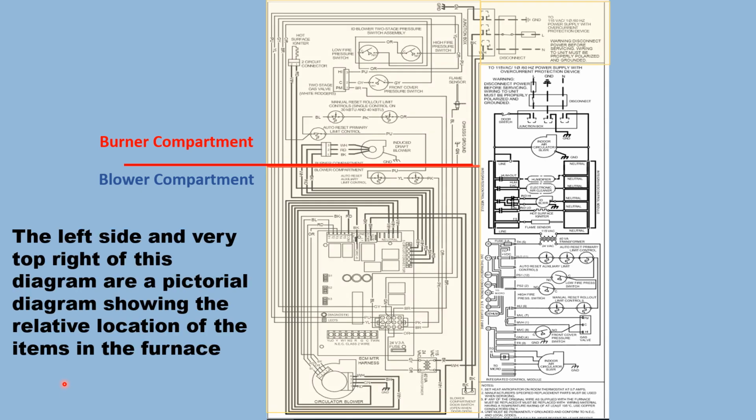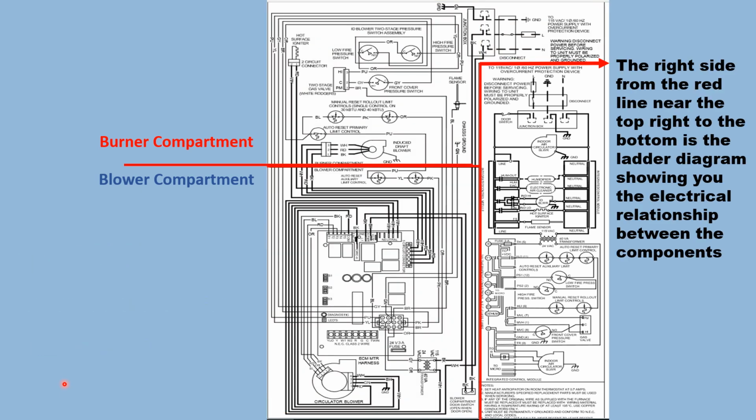As you see here, the left side and very top right is the pictorial diagram. As we said, it kind of looks like the furnace, and it just shows you in general the location of the components inside the cabinet. And then we have the right side, from the red line near the top to the bottom, is the ladder diagram. And we see all of our low voltage components from the transformer down, and then our line voltage components up above that, because the transformer is the dividing point.